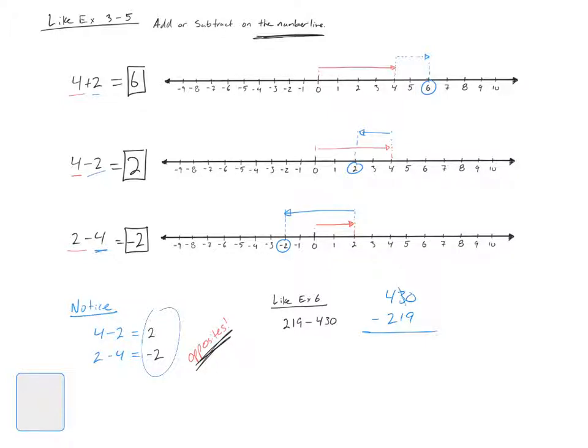So I'm going to have to borrow from here. It's going to be a 2. So 10 minus 9 is 1. 2 minus 1 is 1. 4 minus 2 is 2. So I want to say my answer is 211, but I know it's the opposite of 211. So my answer is going to be negative 211.